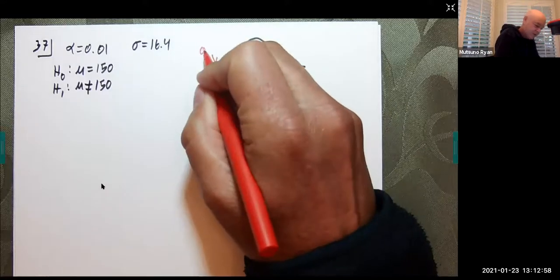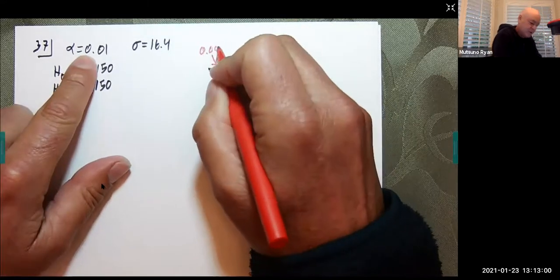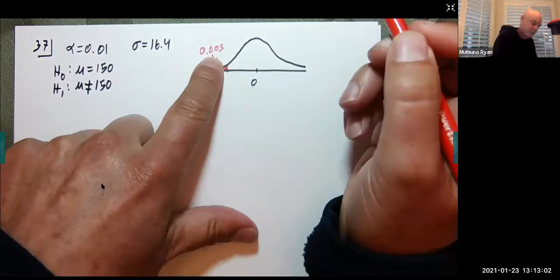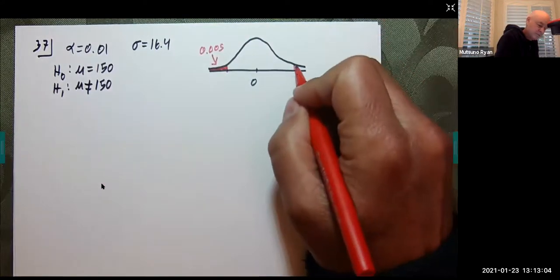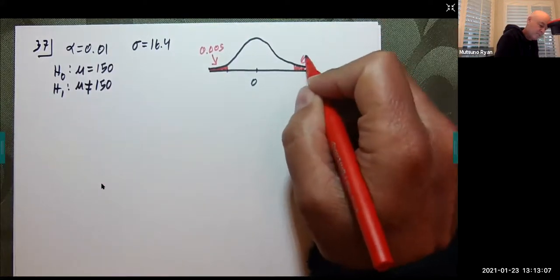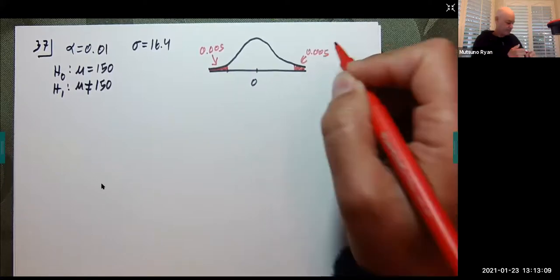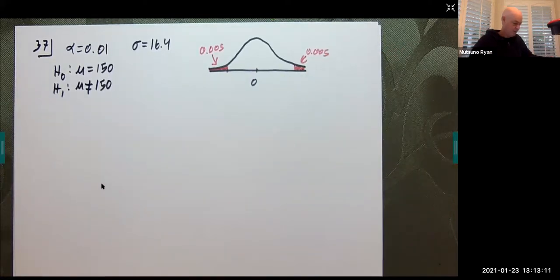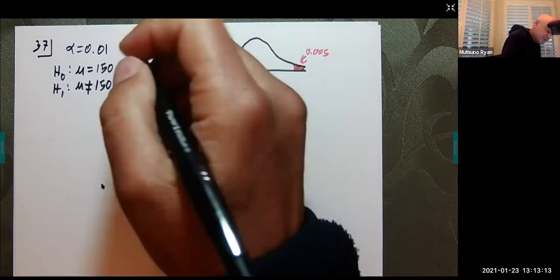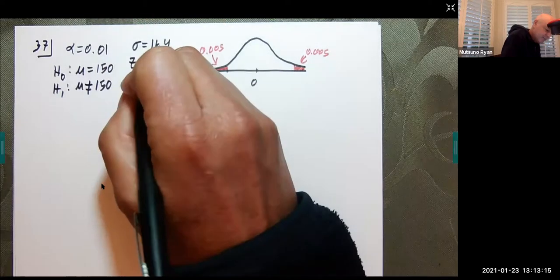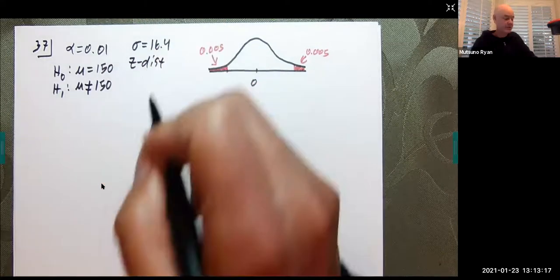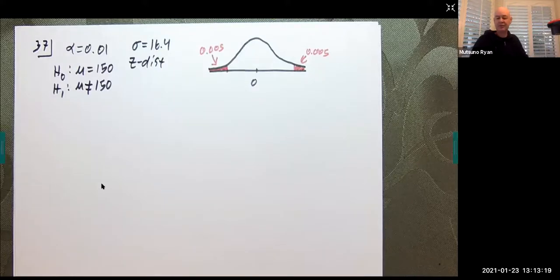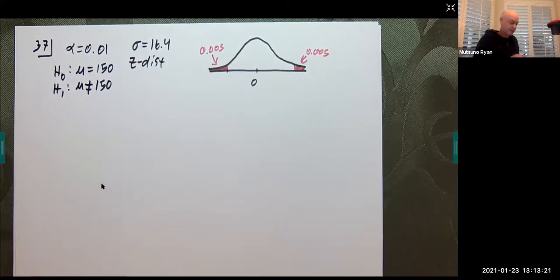And so that's half of our alpha because it's two-tail. Be extra careful, that's 2 zeros after the decimal. And what this tells us is that this is going to be a z distribution versus a t. If we didn't know the population standard deviation, it would be a t distribution. All right, so let's find our critical values.